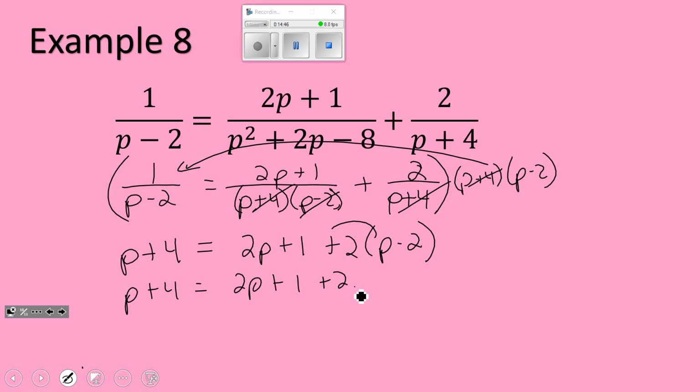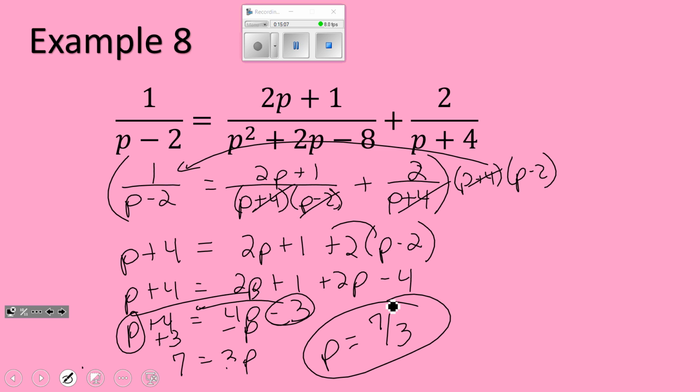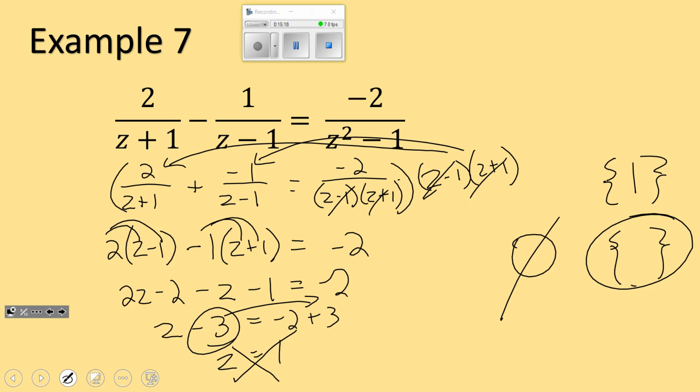So then p plus 4 is equal to 2p plus 1 plus 2p minus 4. And p plus 4 is equal to 4p minus 3. Then if I move my p over and subtract p, and I move my 3 over and add 3, I get 7 equals 3p. So p would equal 7/3. Is 7/3 an okay answer to have? Yes. What could p not be? 2 and -4.